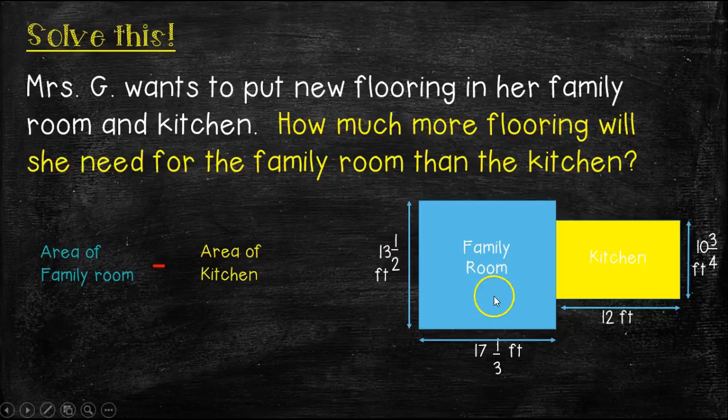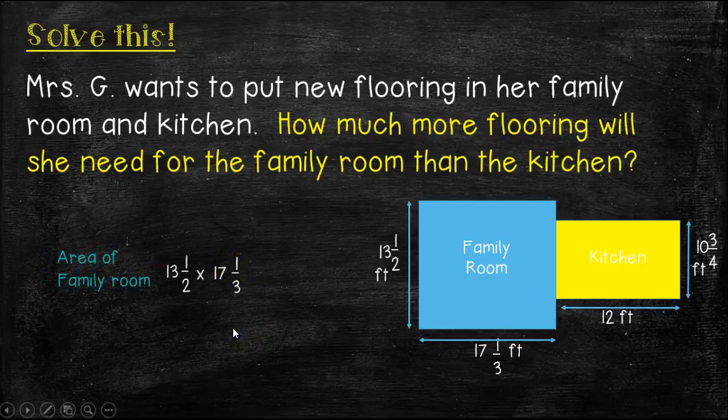But do we know the area of the family room or the area of the kitchen yet? No, we don't. So the first thing we need to do is figure out the area of the family room. Area, remember, is length times width. So we have 13 1/2 times 17 1/3. We have to change these into improper fractions so we can multiply them. So now we have 27 halves times 52 thirds.